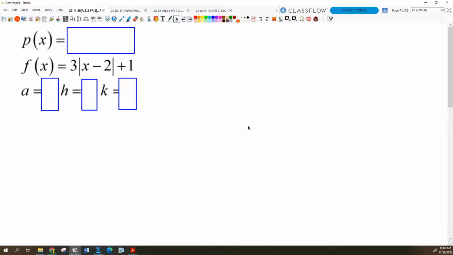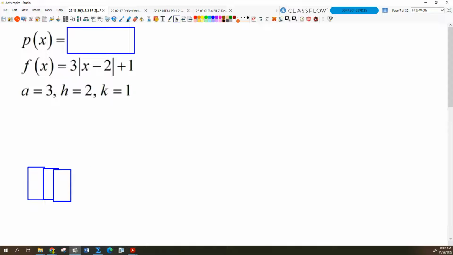On this first example, let's start off with the parameters. Johnny, what's the value of a? 3. Everybody agree? 3 is the number that's being multiplied out front. What's the value, Trenton, of h? 2. Not negative 2, right? It's 2 because 2 is the number that's being subtracted from x inside the function. And let's see, Mackenzie, what's the value of k? 1.